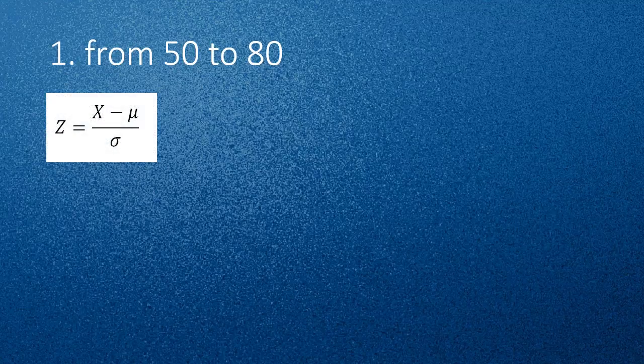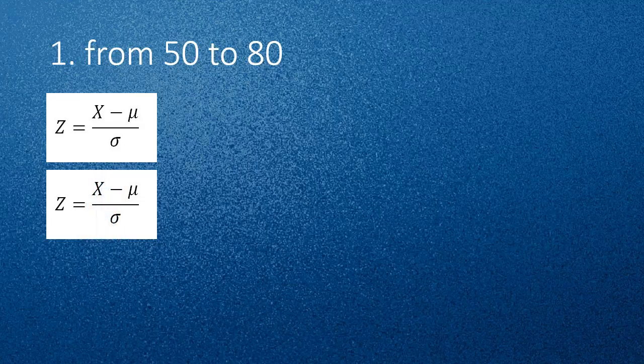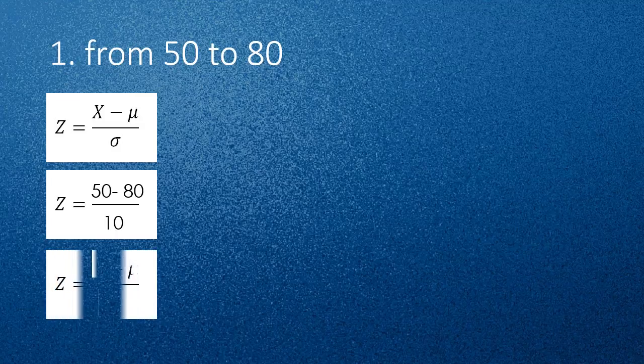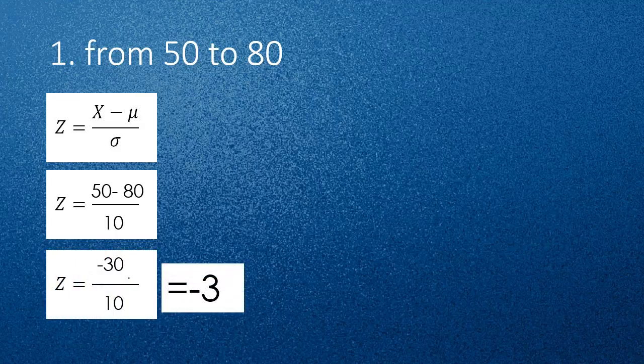Let's solve our first word problem. First, let's find the percentage of the students from 50 to 80. By using our formula, z equals the score minus the mean over the standard deviation, let us substitute the values. If the score is 50, x will be 50, minus the mean, which is 80, over the standard deviation of 10. The answer will be negative 30 over 10, equals negative 3.